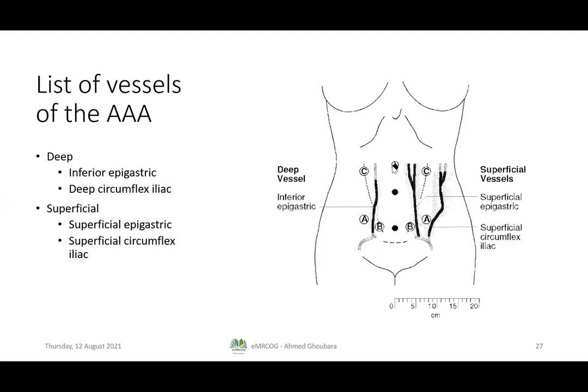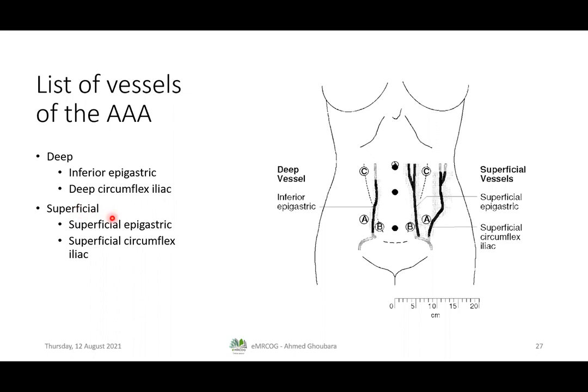Hello, which artery in our body will give rise to the deep arteries of the wall? Could you please share your answer in the chat box? Okay, external iliac artery. The external iliac artery would give the deep branches of the wall, the inferior epigastric and deep circumflex iliac.